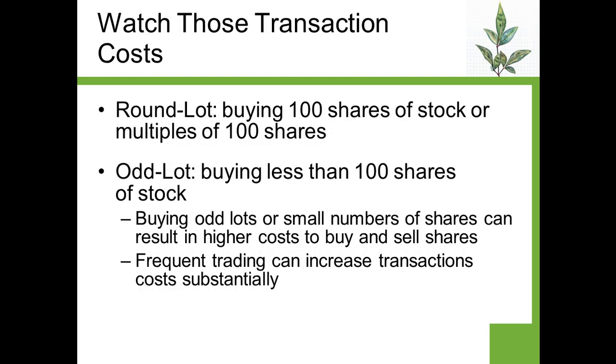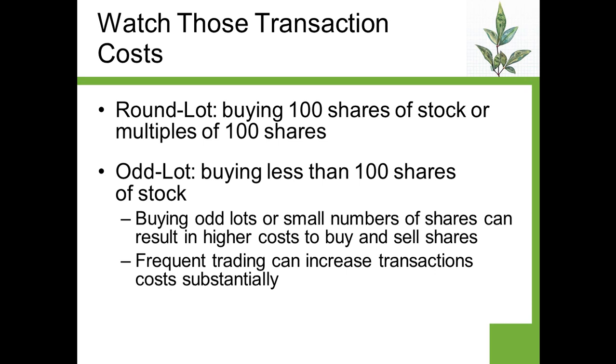Next is the topic of transaction costs. There are two types of transaction costs. One is round lot and second is odd lot. In round lot, buying 100 shares of stock or multiple of 100 shares, it will decrease the transaction cost. But second is the odd lot, buying less than 100 shares of stock. Buying odd lots or small number of shares can result in higher cost to buy and sell shares.